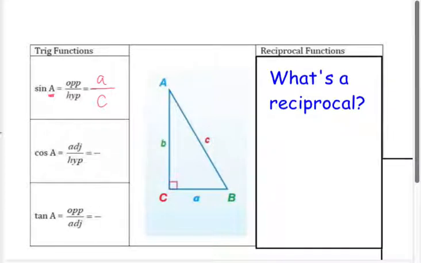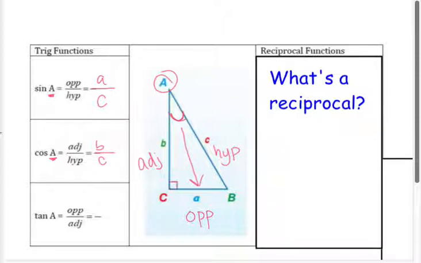Now let's go ahead and look at cosine of A. So if I'm looking once again at angle A, cosine is adjacent over hypotenuse. Well, this is my opposite, because it's across from the angle. My hypotenuse is always across from the right angle, so that means B is my adjacent. So cosine of A, adjacent over hypotenuse. My adjacent is B over my hypotenuse, C.